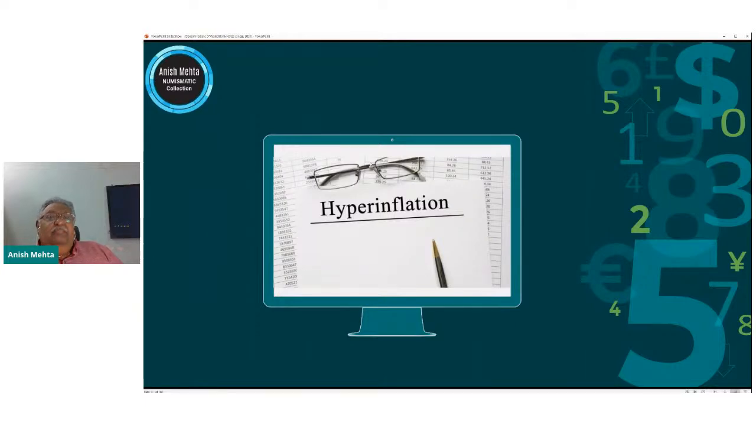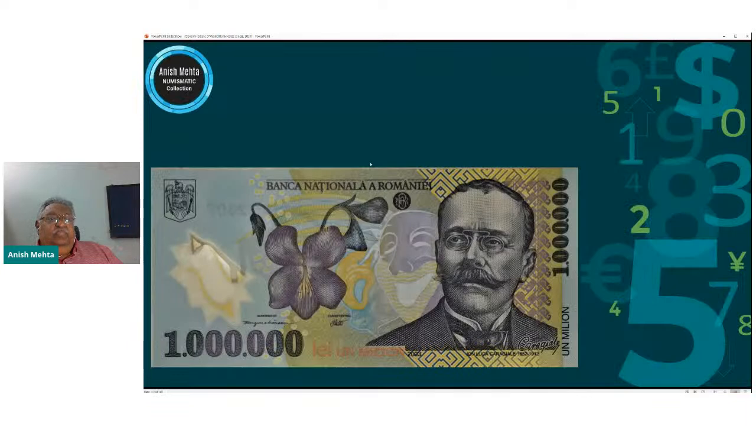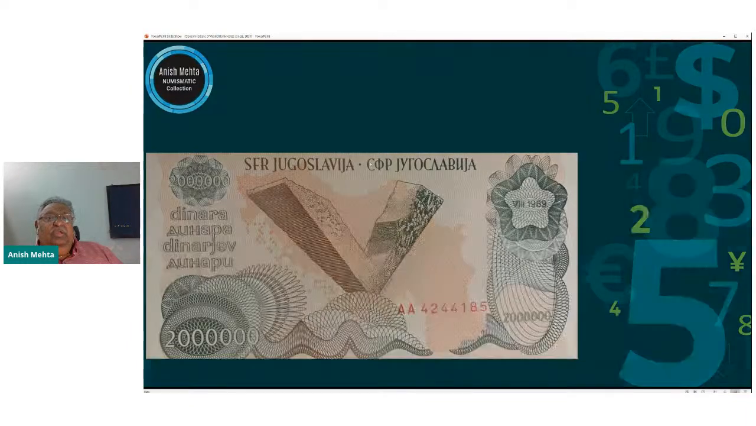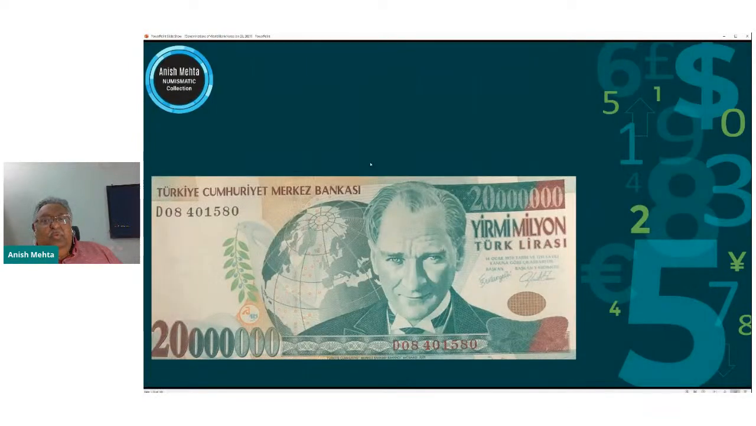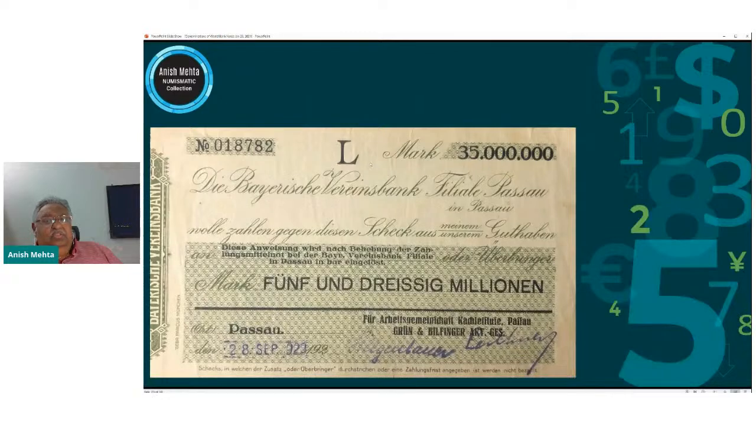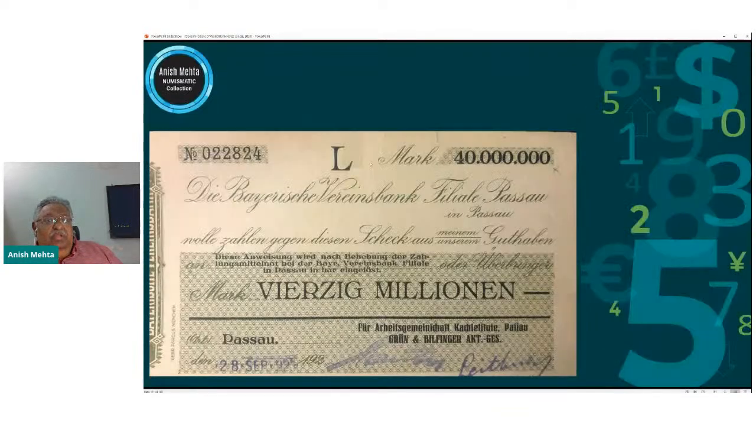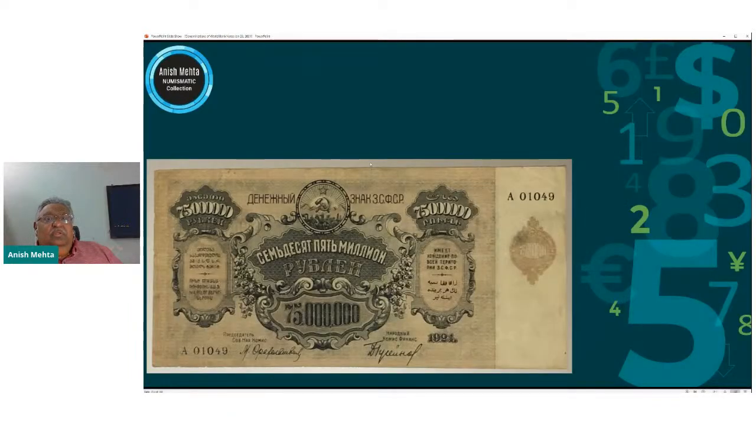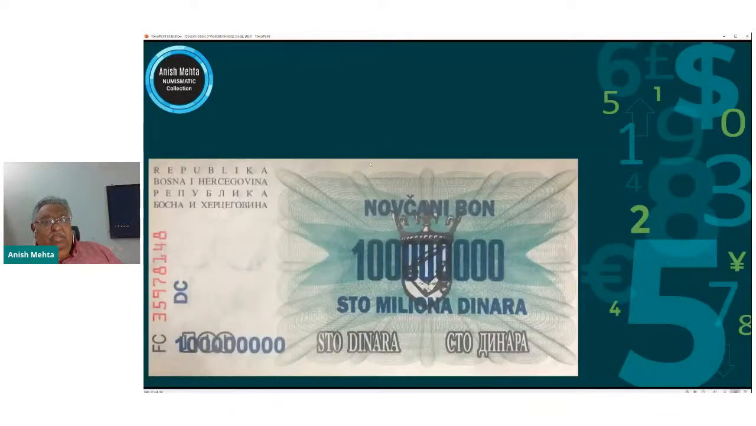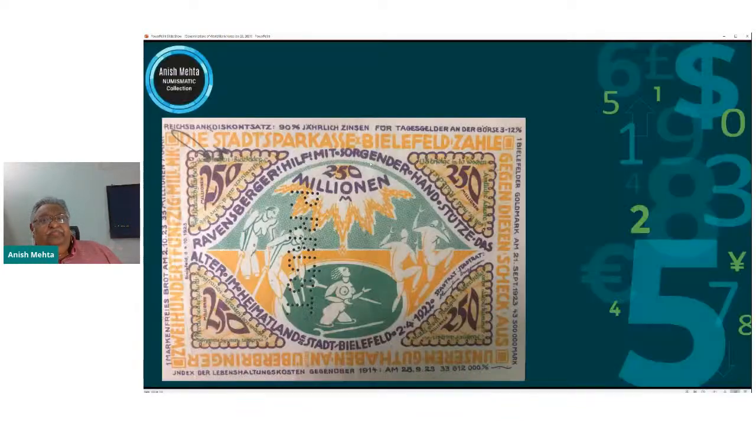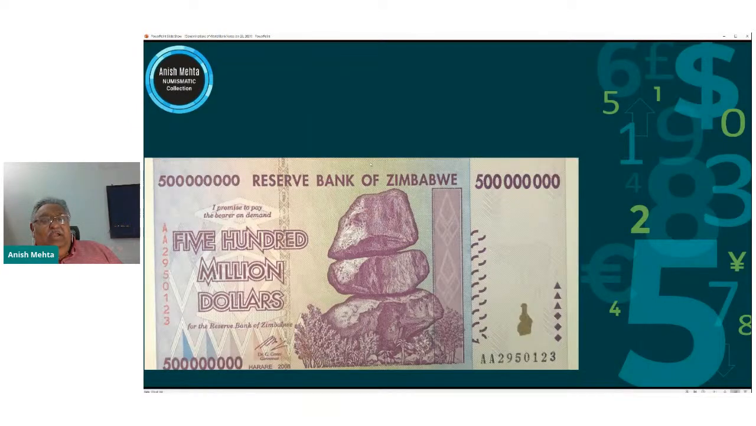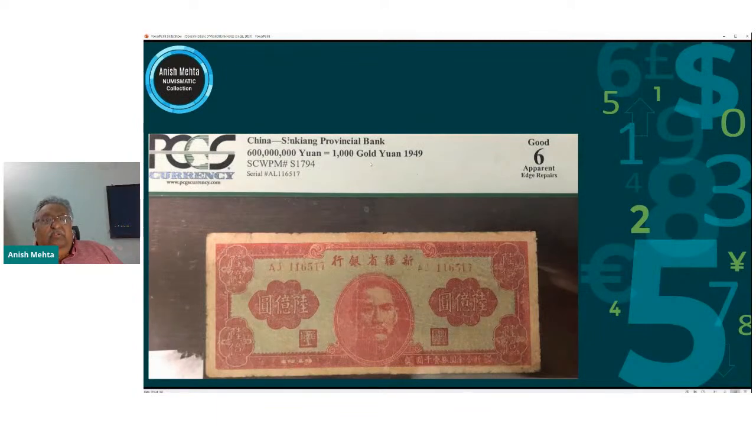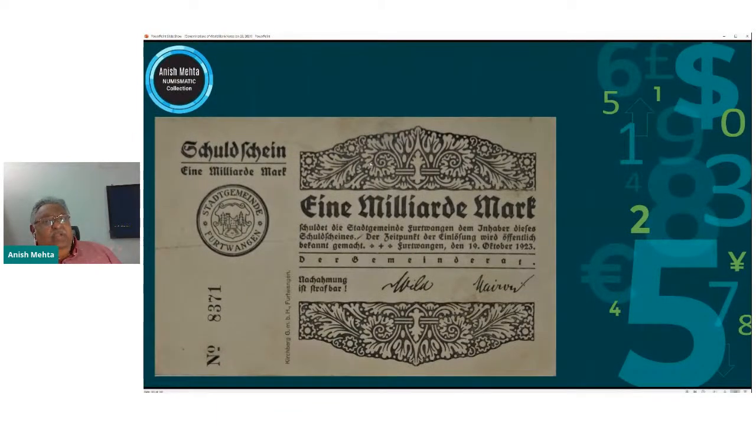Now coming to the hyperinflation, this is 1 million, 2 million, 3 million, 5 million, 10 million, 12 million, 20 million, 25 million, 35 million, 40 million, 50 million, 75 million, 100 million, 200 million, 250 million, 300 million, 500 million, 600 million. Now coming to Milliardad.